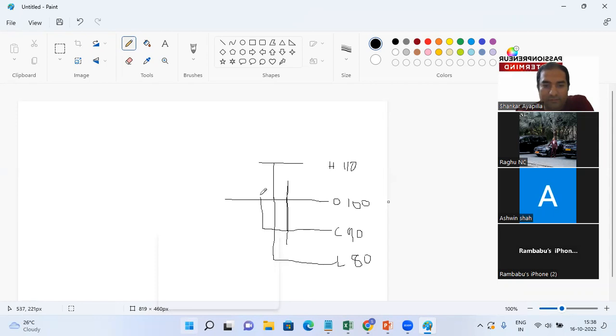Okay, so it went in this area, was fighting, went up, came down. So what candle will come? What price did it open? It opened at 100. What price did it close? It closed at 90. So has it gone up or has it gone down? It has gone down, right? So what will be the color over here? It will be a red candle, also called a bearish candle.